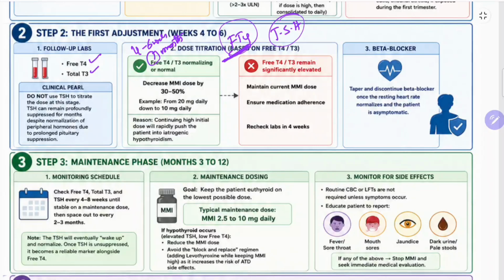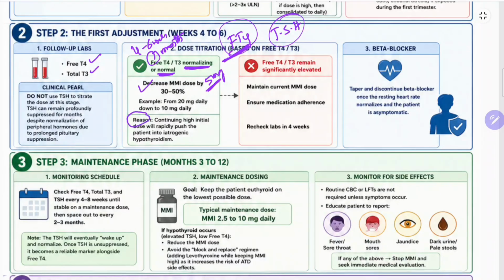we should advise the patient to come for follow-up, and we should order free T4, and if at that time, T4 is normalizing, meaning the levels are downtrending or normalized, one is normalizing and one is normalized, then we should decrease the dose by 30 to 50% dose, and usually it will be 5 mg. Okay, we should decrease the dose by 50%, 30 to 50%.